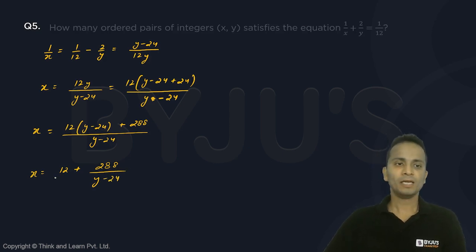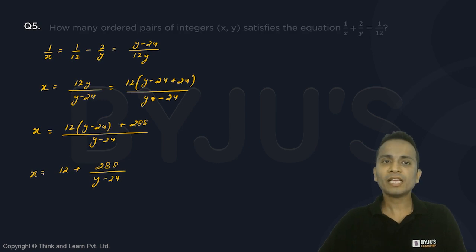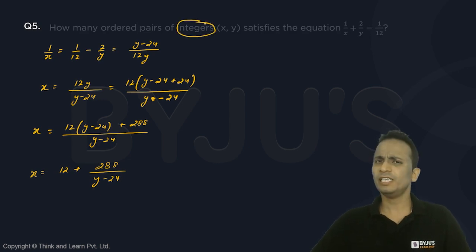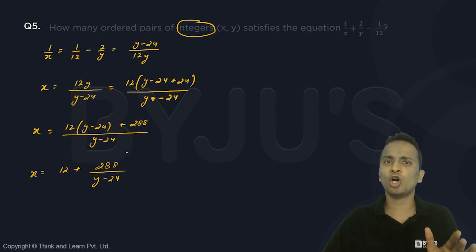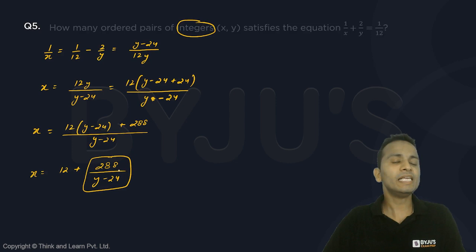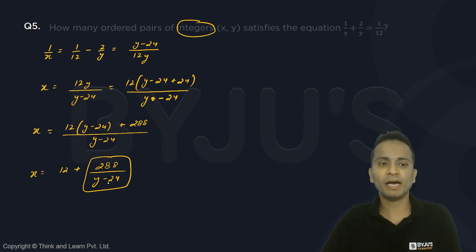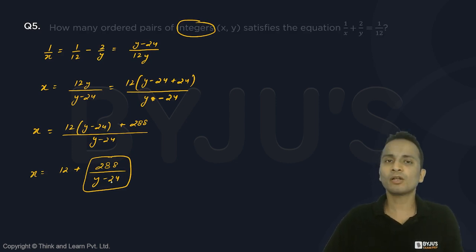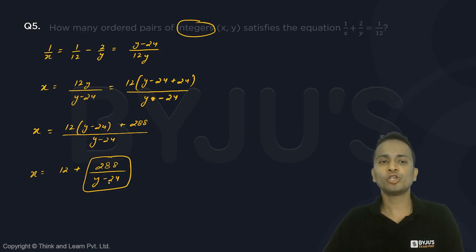All right. Now here, for x to be an integer, either positive or negative, does not matter because they have not mentioned positive integers or negative integers. So I should consider all of them, positive as well as negative. So for x to be an integer, this entire term should be an integer. That means 288 should be completely divisible by y minus 24, or in other words, y minus 24 should be a factor of 288.